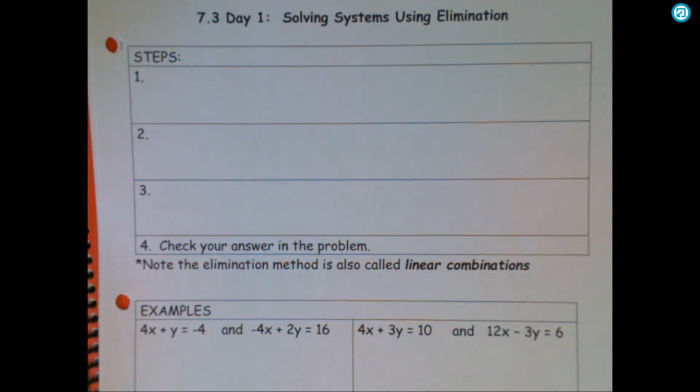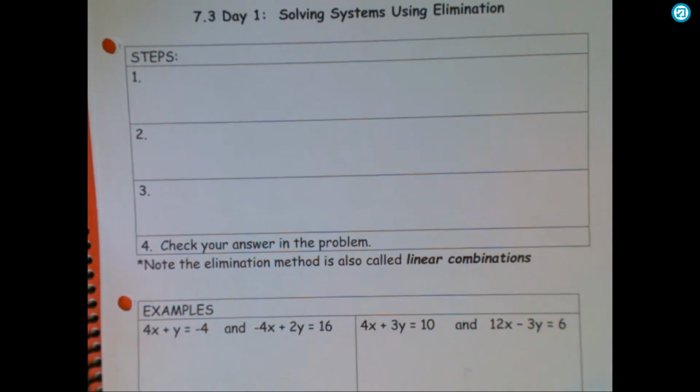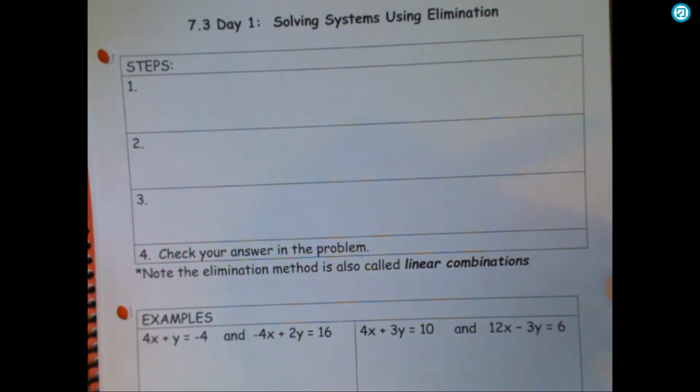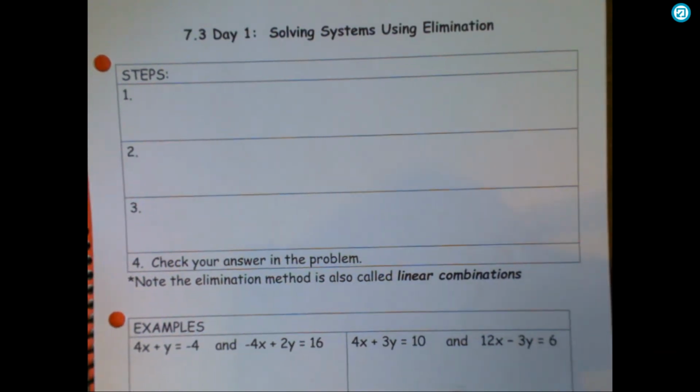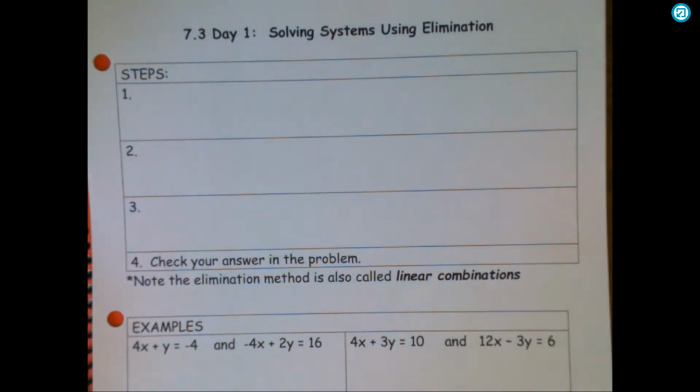Section 7.3 deals with solving systems. So we're still solving systems of equations, but this time with elimination. We've done graphing, we've done substitution. We're now focusing on elimination. With elimination, we've got 4 steps for you.